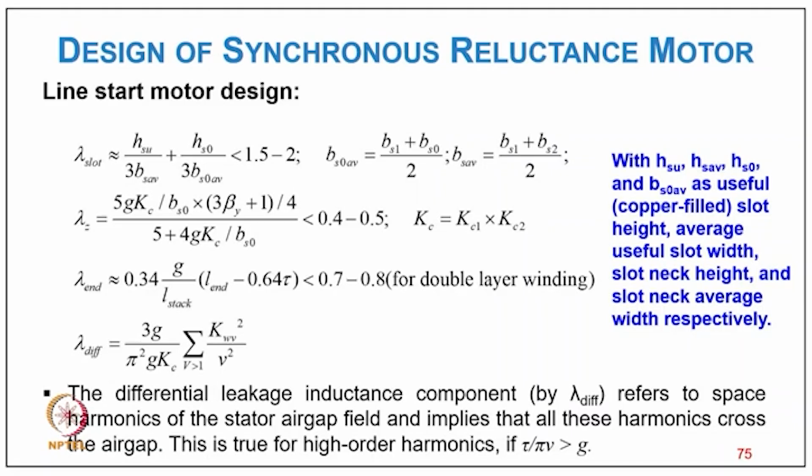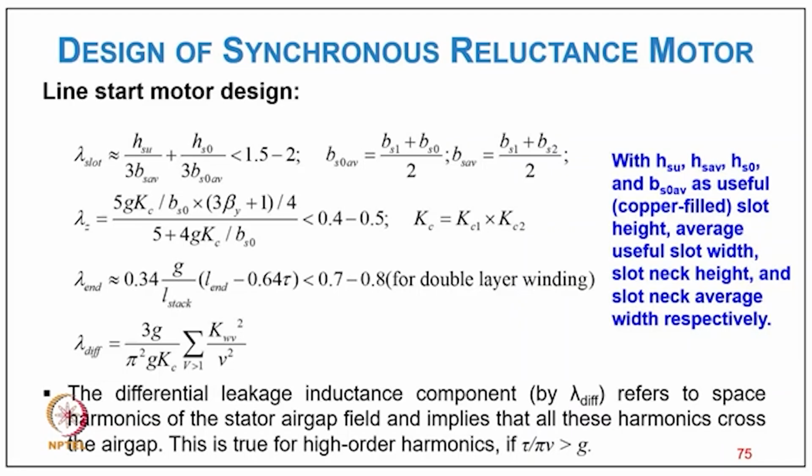And BS average equal to BS1 plus BS2 by 2, and lambda Z equal to 5 G Kc divided by BS0 into 3 beta Y plus 1 by 4 divided by 5 plus 4 K G Kc divided by BS0, that is less than 0.4 to 0.5, and Kc equal to Kc1 Kc2, where lambda N equal to 0.34 Kg upon L stack in bracket L minus 0.64 tau, this will be less than 0.7 to 0.8 for double layer winding, and lambda diff equal to 3G upon 5 squared G Kc, and V equal to 1, greater than 1, that is KW by V squared upon V squared.